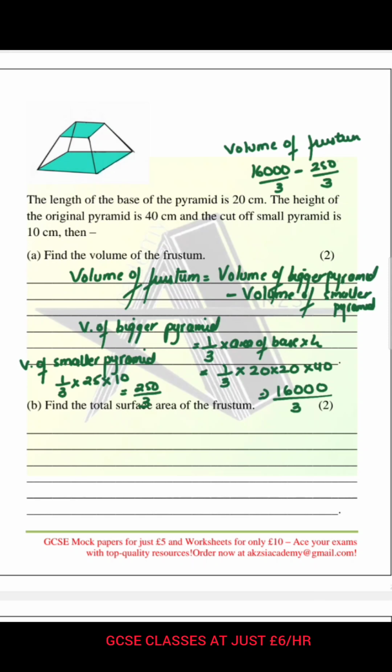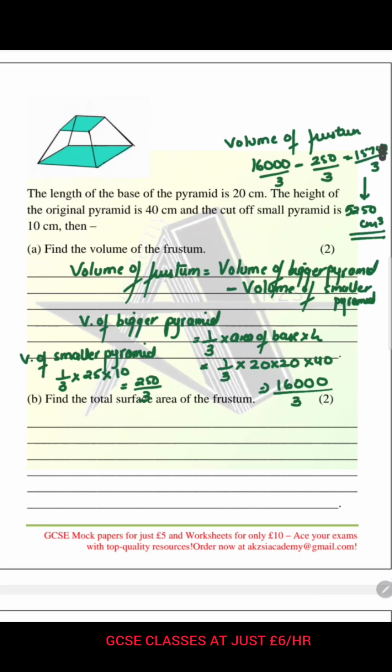That is equal to 15,750/3, which is equal to 5250 centimeter cubed. Part B says find the total surface area of the frustum.